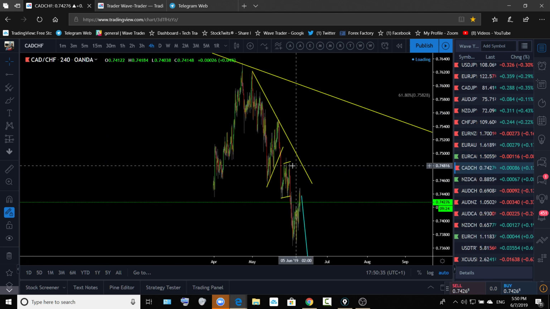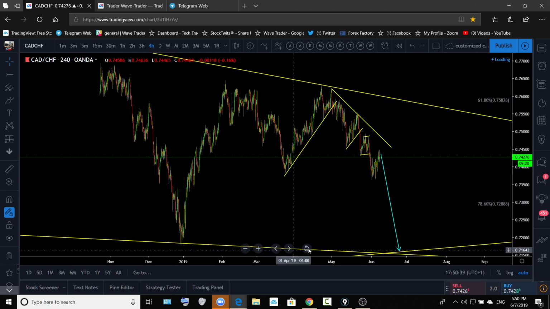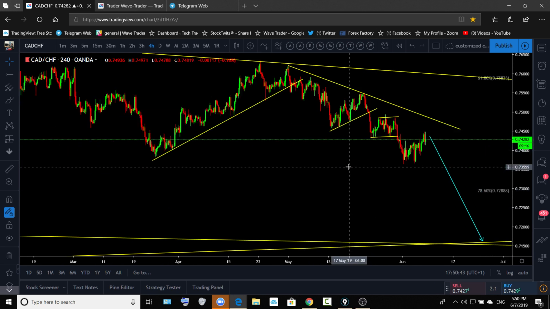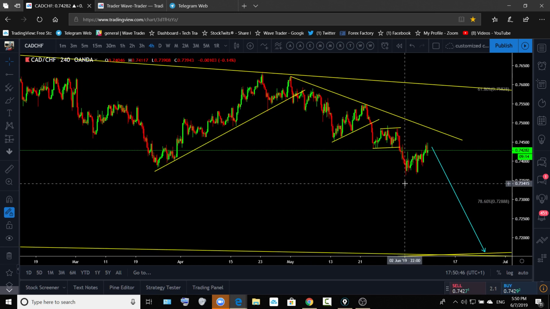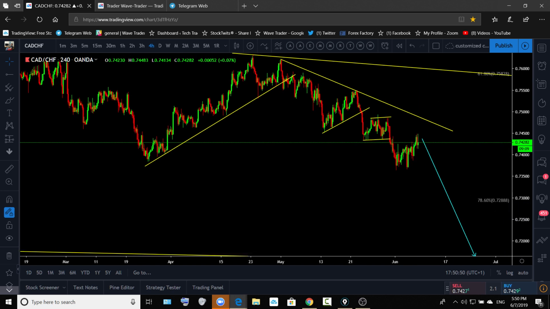And CAD chief, continuation to the downside for next week. This correction, you see that CAD did not do anything. We haven't seen strength on the CAD. We have seen weakness on the dollar. So in the longer run, the dollar has to go down. In the longer run, the dollar will go down. But short to medium term, we still can see one more up move.